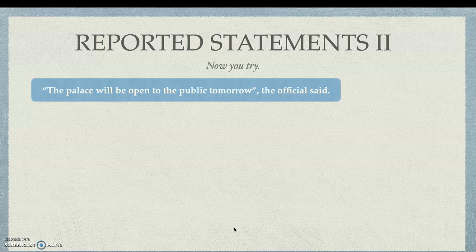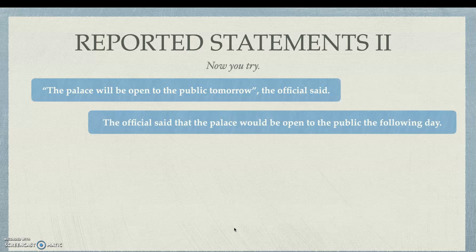"The palace will be open to the public tomorrow," the official said. So what did the official say? The official said that the palace would be open to the public the following day or the day after.